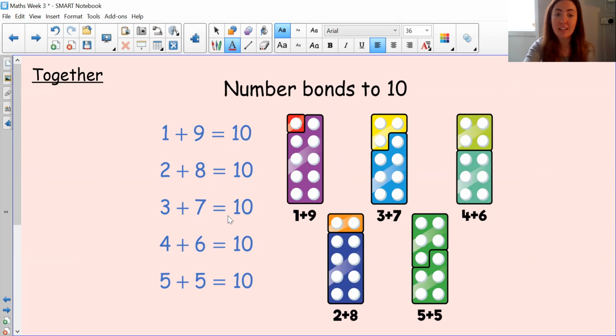3 add 7 equals 10. And there's our picture. 4 add 6 equals 10. Here it is. And finally, 5 add 5 equals 10. There's 5 add 5. And remember, the two numbers that we're adding can be swapped over, can't they? So 2 add 8 can also be 8 add 2. It's the same two parts, it's still a number bond to 10.